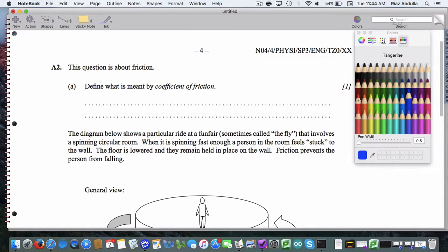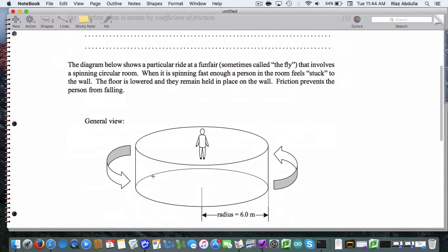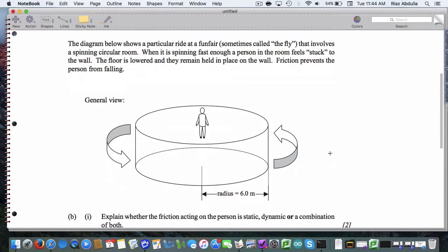All right, here we go with our last paper problem. This is from paper 3. Now we have this person here spinning around on this. It's supposed to be a ride, the spinning circular room thing where the floor drops out.